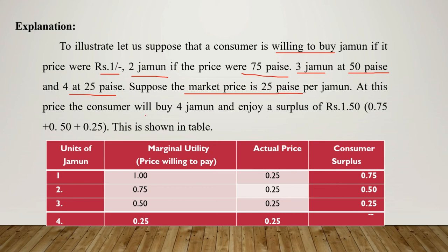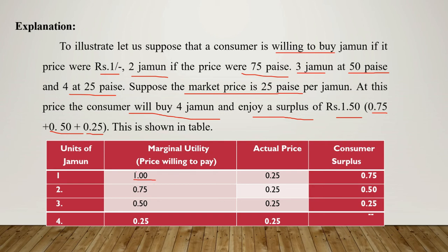At this price, the consumer will buy 4 jamuns and he gets a surplus of 0.75 plus 0.5 plus 0.25. How do we get the consumer surplus? Let me explain. These are the units of jamun. At the first unit, the consumer is willing to pay 1 rupee.